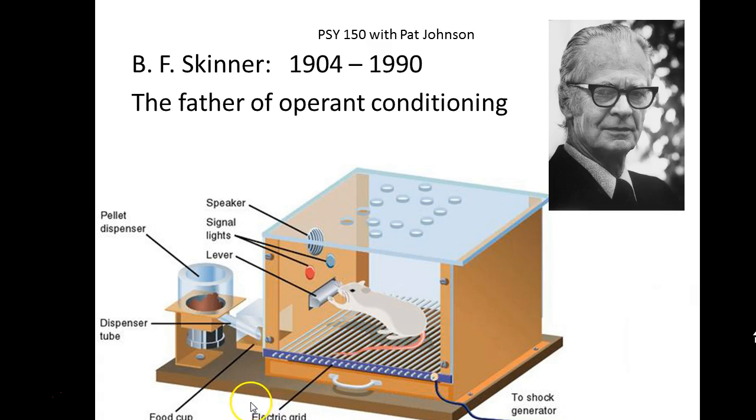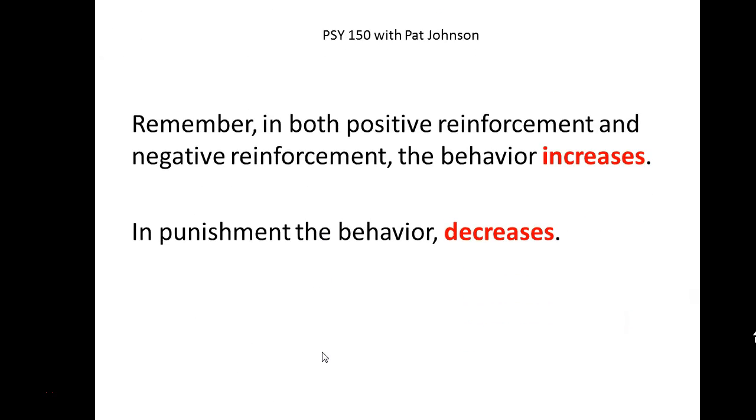But if you look down here, and it's just out of view, there's an electric grid here. In this case, the rat presses the bar to remove the small electric shock. So again, his bar pressing is increasing because it avoids getting shocked. That would be negative reinforcement. Behavior increases because it removes something unpleasant. Remember, in both positive reinforcement and negative reinforcement, the behavior increases.